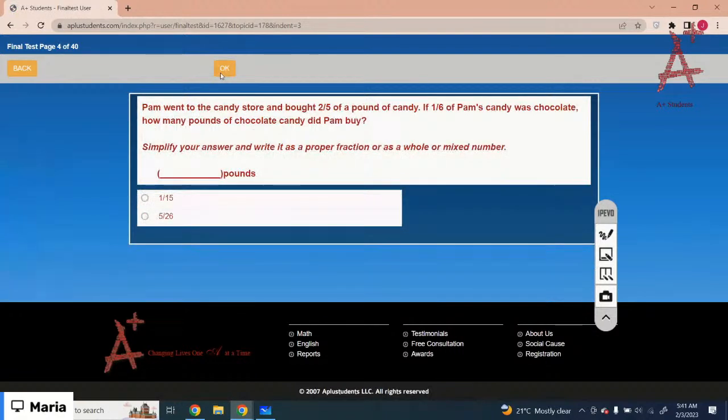Okay, the next one is Pam went to a candy store and bought 2/5 of a pound of candy. If 1/6 of Pam's candy was chocolate, how many pounds of the chocolate candy did Pam buy? Pam went to the candy store and bought 2/5 of a pound of candy. If 1/6 of Pam's candy was chocolate, how many pounds of the chocolate? It's okay. On the final test, you have different questions. How many pounds of chocolate candy did Pam buy?